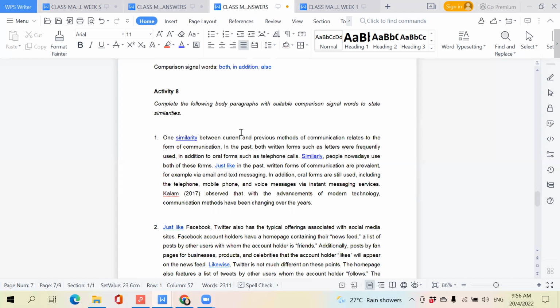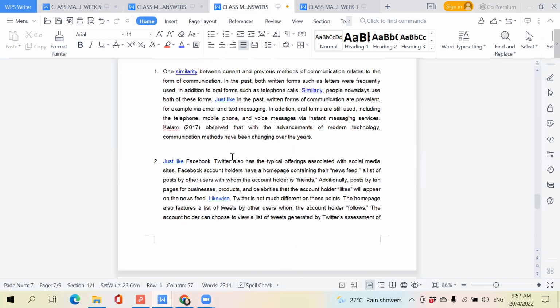You can say share, what else can you say? Same, alike. Those are the comparison signal words you might use for this paragraph. Next, you can say just like Facebook or similar to Facebook. Twitter also has a typical offering. So you can say likewise. This is also a comparison signal word.